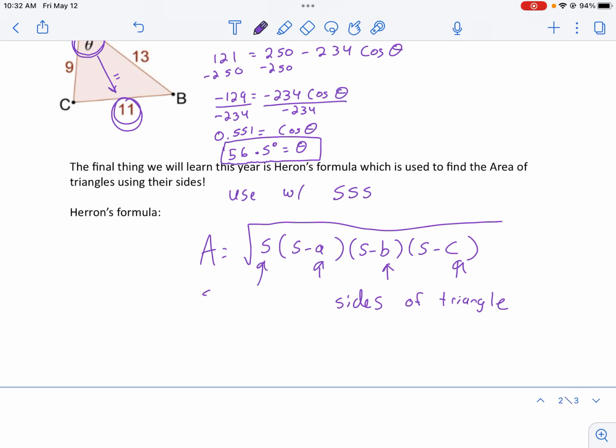And then this S over here is called the semi-perimeter. Your question probably is, well, what is the semi-perimeter? We can write a formula for that. It's almost what it sounds like. It's literally just half of the perimeter. So if we took A plus B plus C and divided it by 2, that would be S.